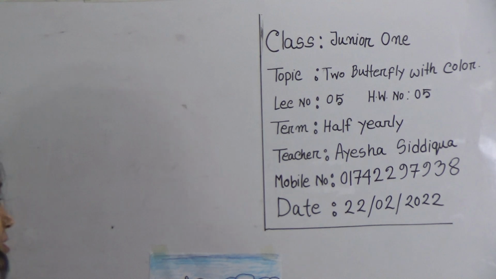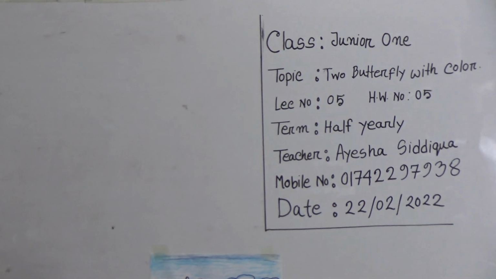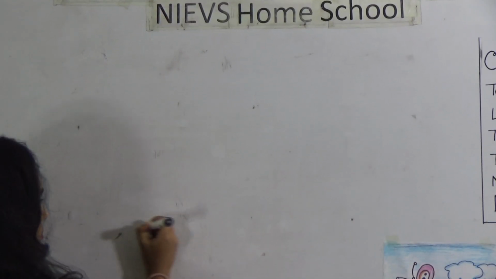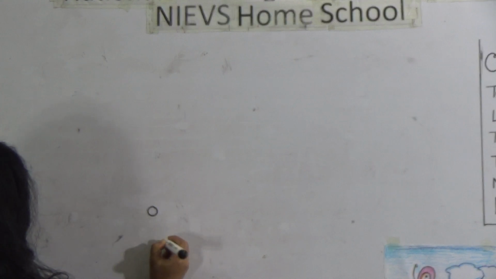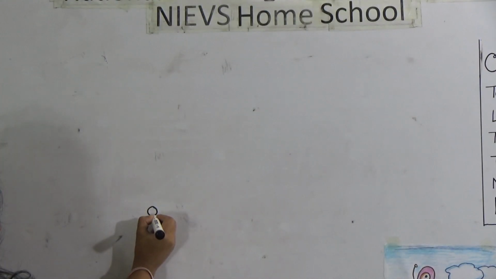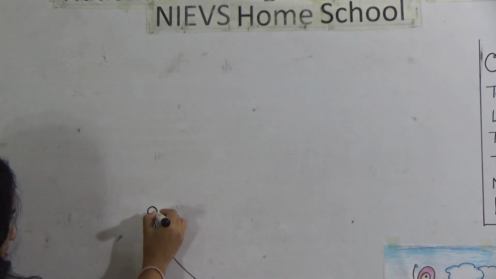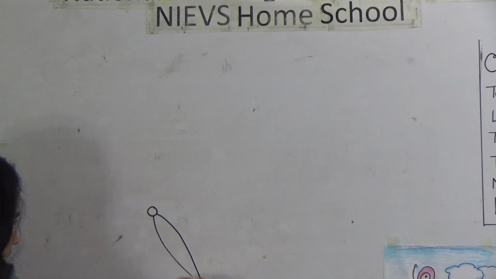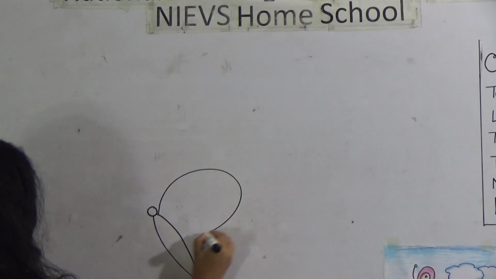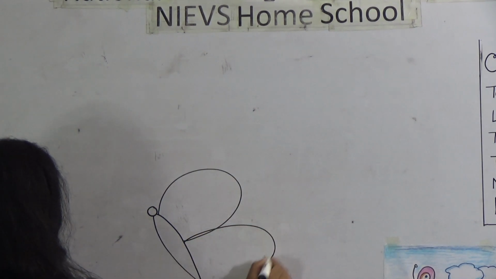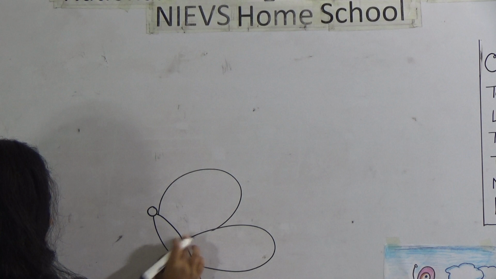So everyone look at the screen. Today is a very nice topic. All of you, I know, like that. First draw like this and give two curved lines like this and start like this and this. Doesn't it look like a B?